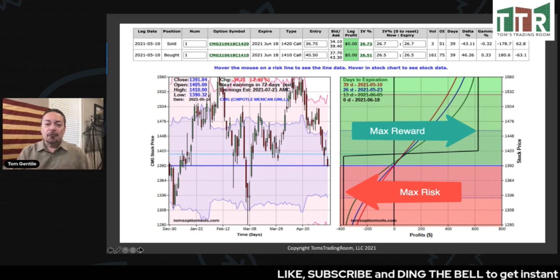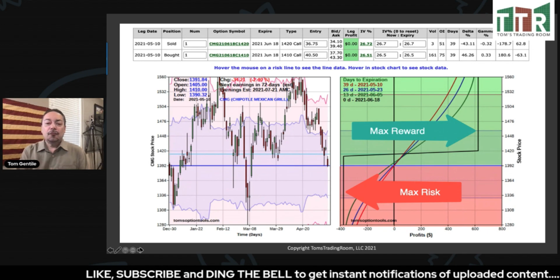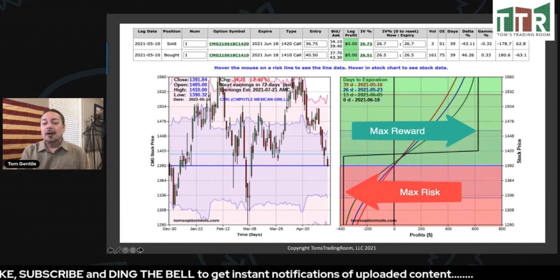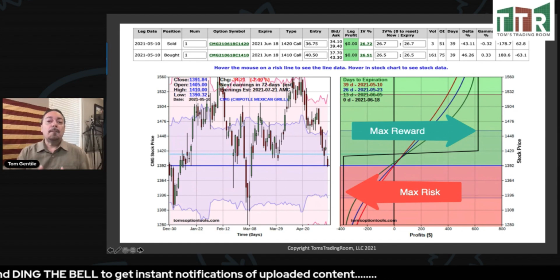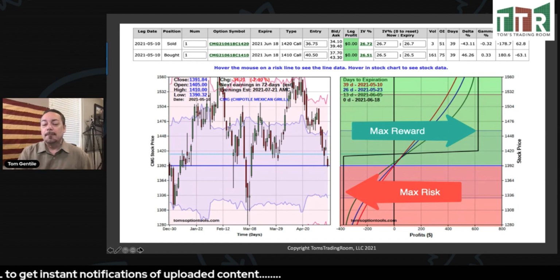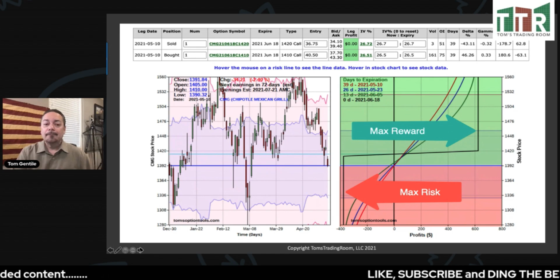Now, Money Calendar shows the date ending on May 28th. So at May 28th, I could possibly have a double on this trade, but we may need to get above 1420 by then, because there'll still be time premium left in both the options that I'm buying and the options that I'm selling.